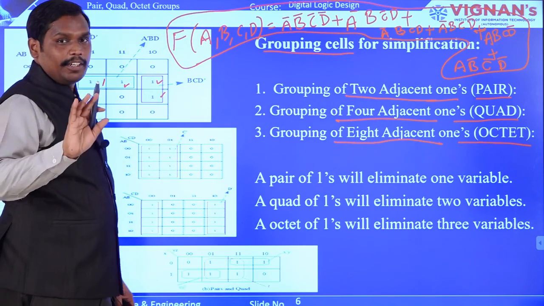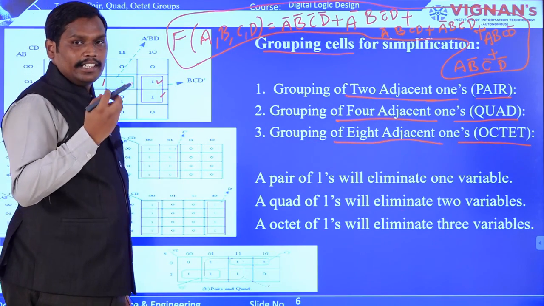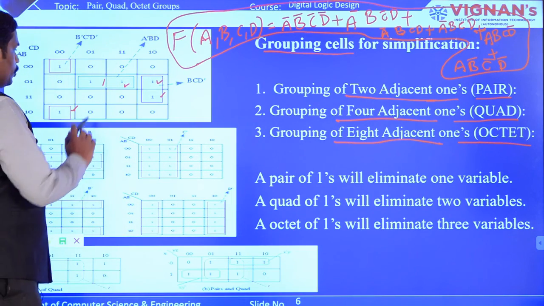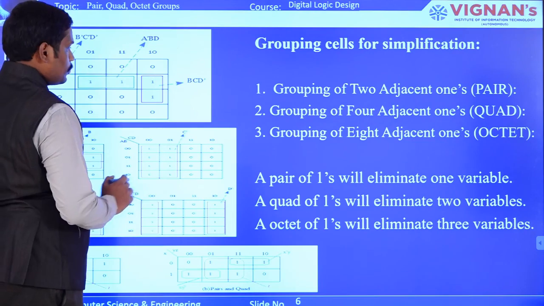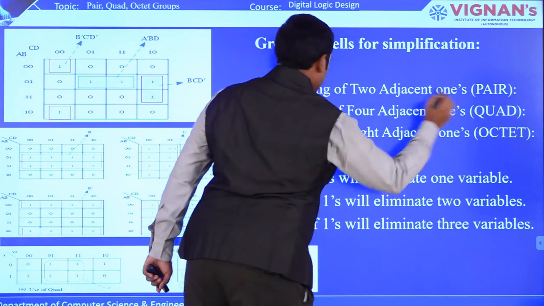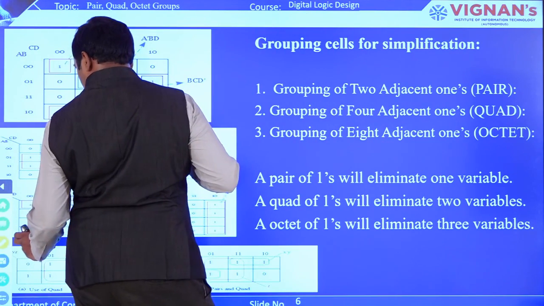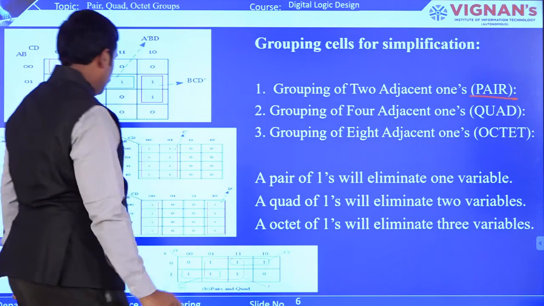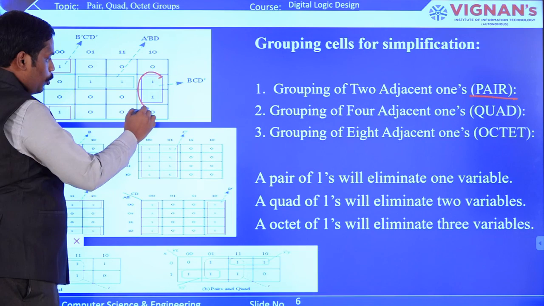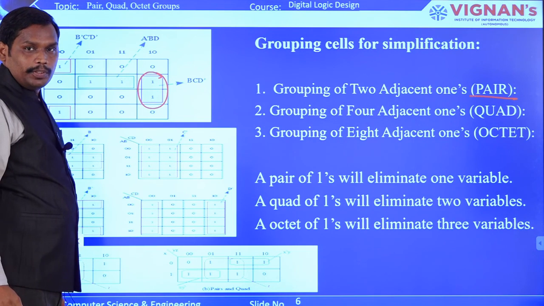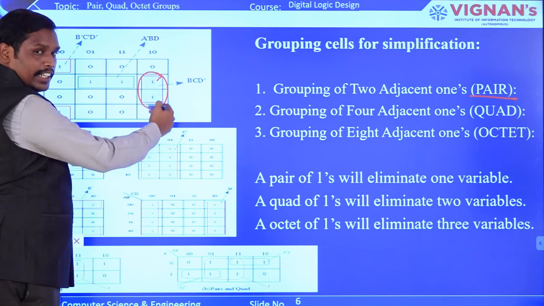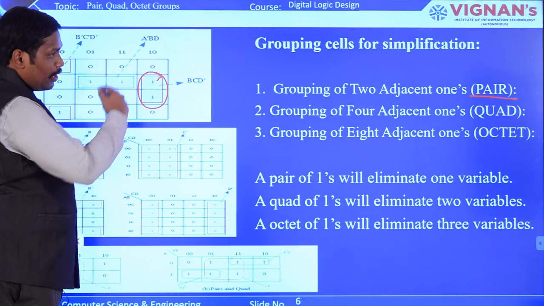Okay, so these are the 3 different ways of collecting the adjacent ones. You can see here the pair. This particular pair, these 2 adjacent ones, you can make as a group. That is what we call a pair: one checking with the adjacent one, and then we can call it a pair.